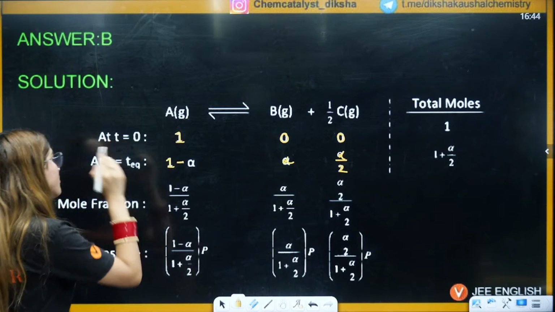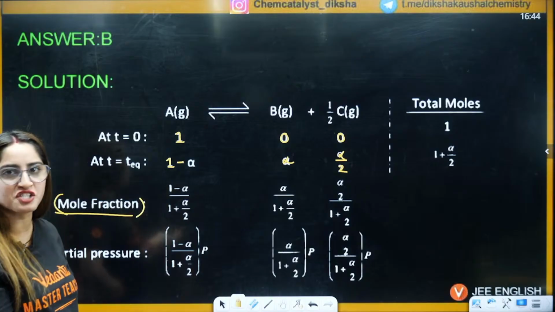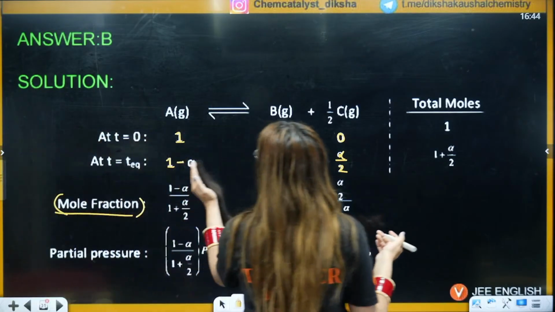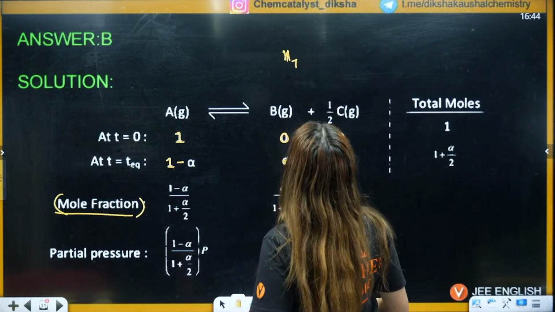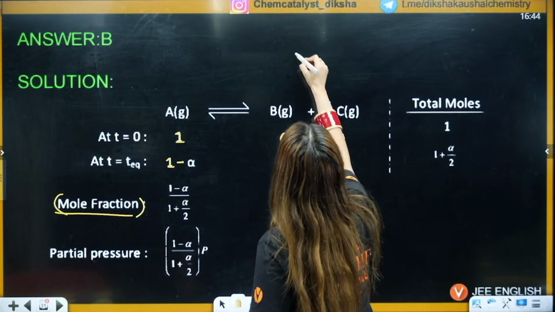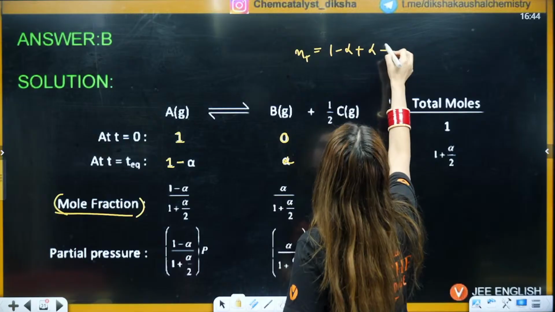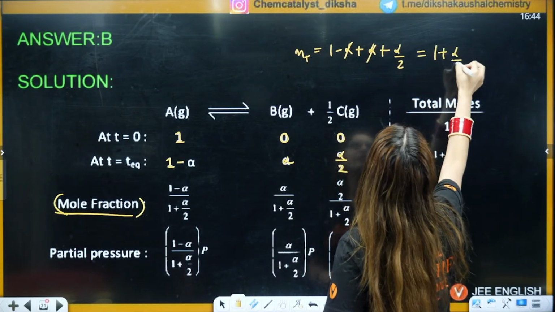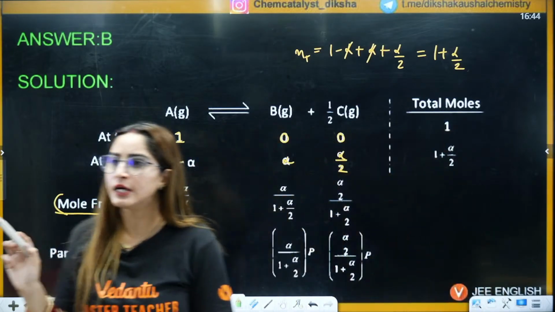So here, firstly, what is mole fraction? It is the number of moles divided by total moles. Total moles, NT, is equal to 1 minus alpha plus alpha plus alpha by 2. That will cancel out. It will give you 1 plus alpha by 2, right? Okay, that is 1 plus alpha by 2.